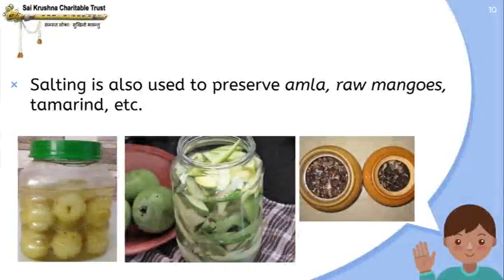Salting is also used to preserve amla, raw mangoes, tamarind, etc. Over here, we can see that salting is a method which is used to preserve amla, raw mangoes, and tamarind. You would have seen these in your house.